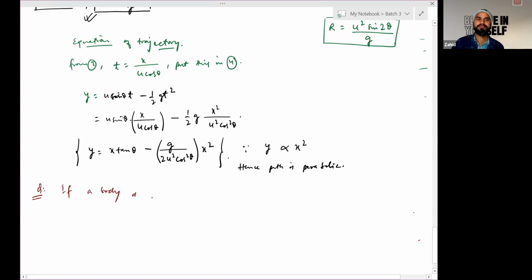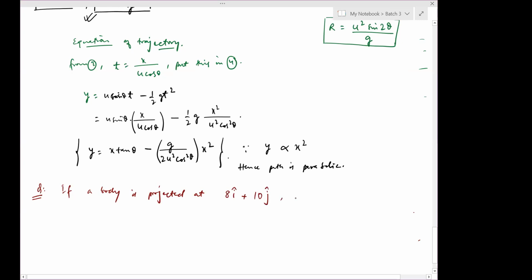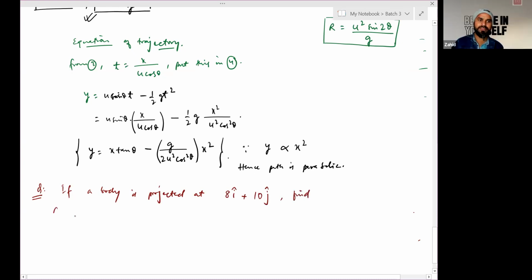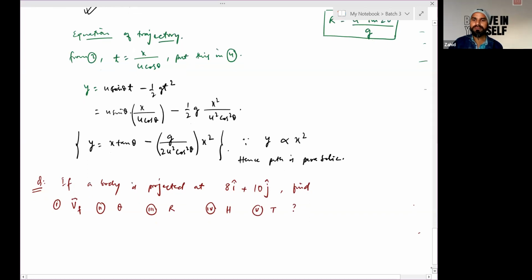If a body is projected at 8 i plus 10 j, find first, the final velocity; second, the angle of projection; third, the range, the maximum height it would attain, and the time of flight. Just write it down. I will define how to solve it.